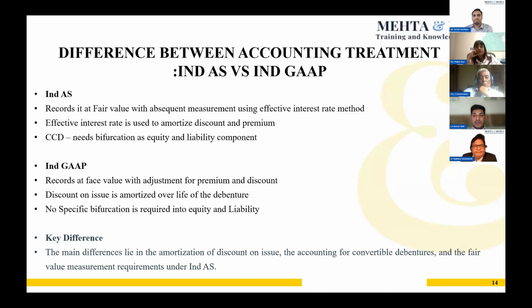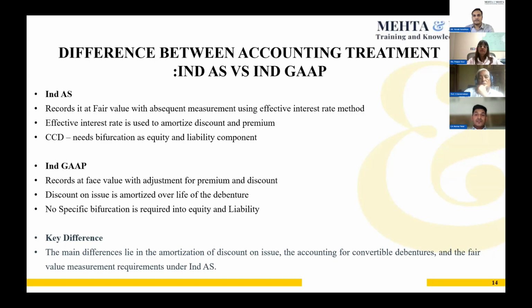So that is under Ind AS, and Indian GAAP is very simple. We have to record at the price at which we are issuing, and the discount will get equally amortized over the period of say 5 years or 2 years. And if there is a convertible debenture, then there is no bifurcation required till it gets converted, unlike Ind AS. So the main difference between Ind AS and Indian GAAP is that Ind AS puts more emphasis on the fair value every year and the effective discount rate, and the liability and equity portion should be very clear when we disclose.